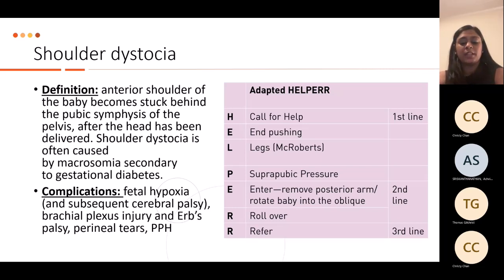If you don't deliver the head quickly enough, there are serious complications and consequences, which can go from as serious as fetal hypoxia and cerebral palsy to brachial plexus injuries, as well as perineal tears and PPHs for mum.